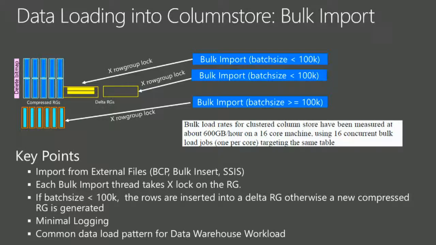Now, a key point about bulk load is, of course, you can load data from external files. Each bulk load takes an X lock. We talked about that, and it has minimal logging. So logging is optimized. From your perspective, whether you were loading data into a row store table, which has minimal logging, or in parallel, all those things are available to you in the ColumnStore.